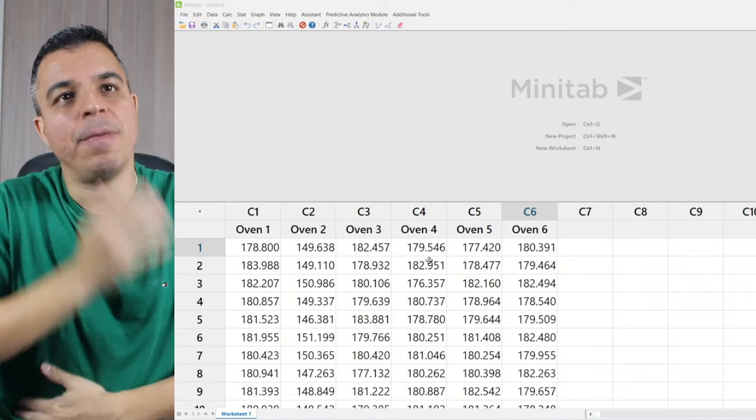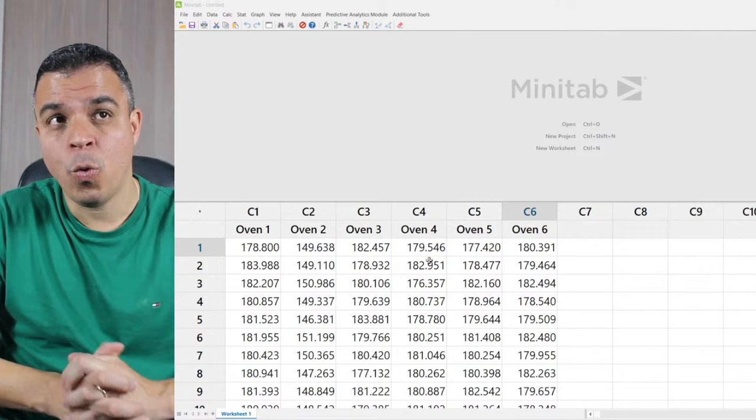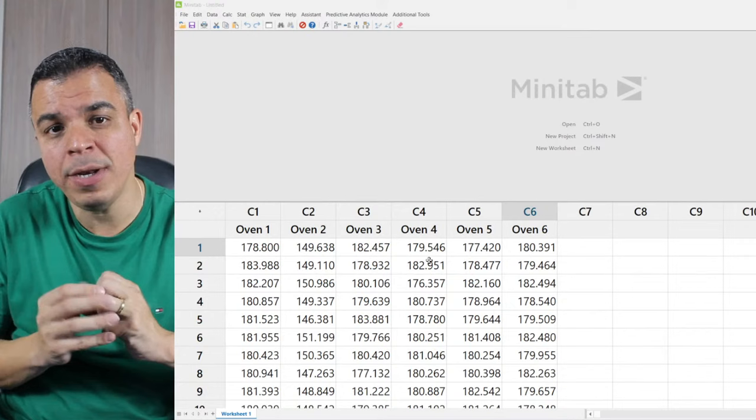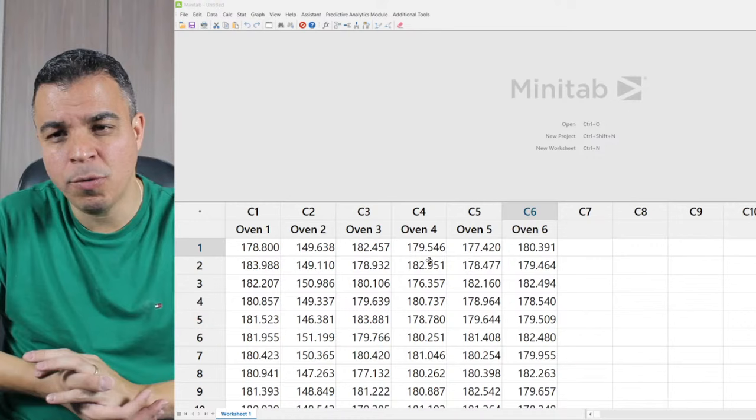Beautiful. And I want to check if there is any oven with a temperature that is different from another oven temperature in a way that is statistically significant. So please type here if you understood the context.